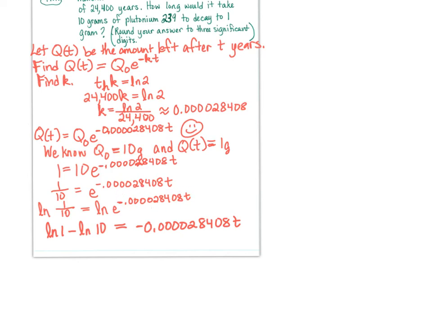This is an exponent, so we can bring that down front. So we get times the natural log of e. Let's just write it. So the natural log of 1 is 0. So we get negative natural log of 10 is equal to negative 0.000028408t, because the natural log of e is just 1. We want to isolate t, so we divide both sides by this.